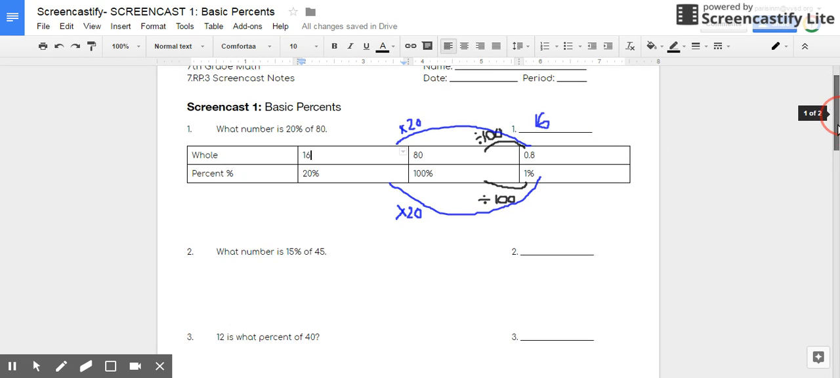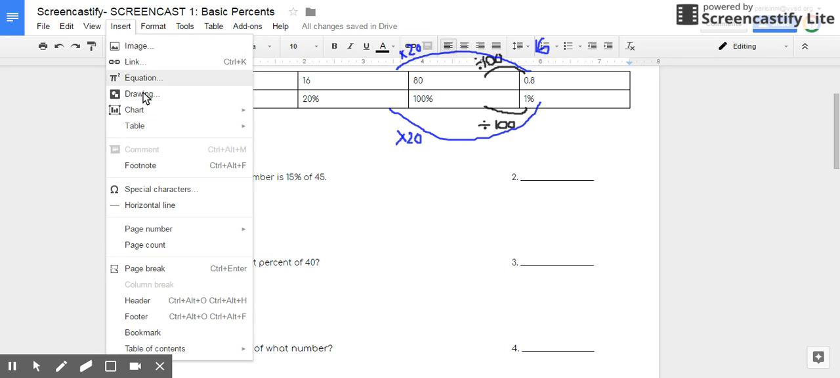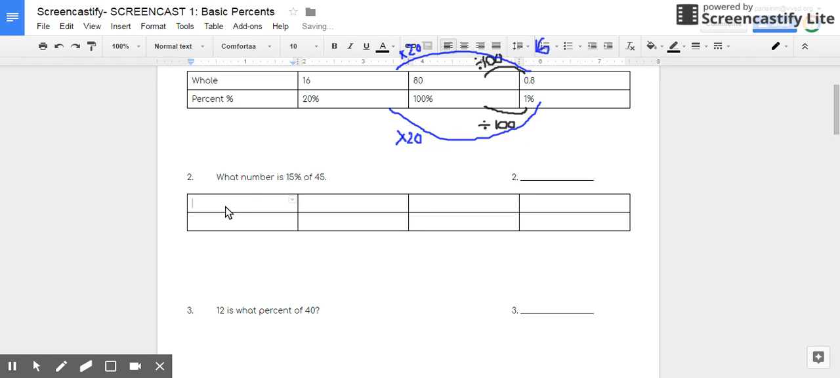Looking at question number 2, what number is 15% of 45? A similar table of equivalent ratios is going to be created. The whole is going to represent the numerator, and the percent is going to represent the denominator. So we are trying to find out what number is 15%. Since we do not know what that number is, we are going to leave the numerator blank and put 15% in the denominator. Next, we know 45 is going to be the whole, and one whole is 100%.